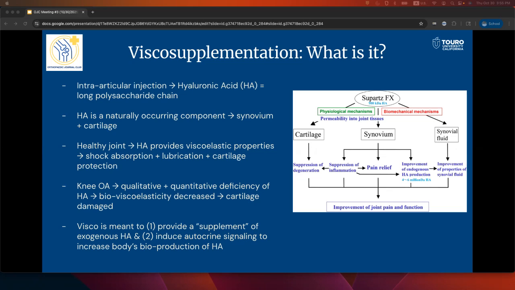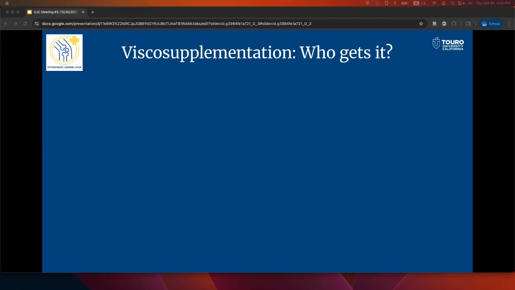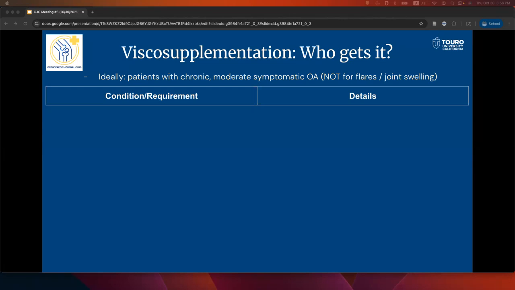And the visco-inductive properties, like the stimulating synoviocyte-mediated production that Jack talked about a little bit earlier for endogenous HA, that actually is what accounts for the prolonged efficacy, despite that HA itself as a substance lasts a very short time in the actual joint space, but its prolonged effects last for very long, and that's what makes it a very useful modality for treatment. So next, we're going to talk about viscosupplementation and who gets it. Bottom line, patients with chronic, moderate symptomatic OA, not for people with flares, not for people with joint swelling. So we're going to go with this table, a couple conditions, requirements, and talk about details for that.